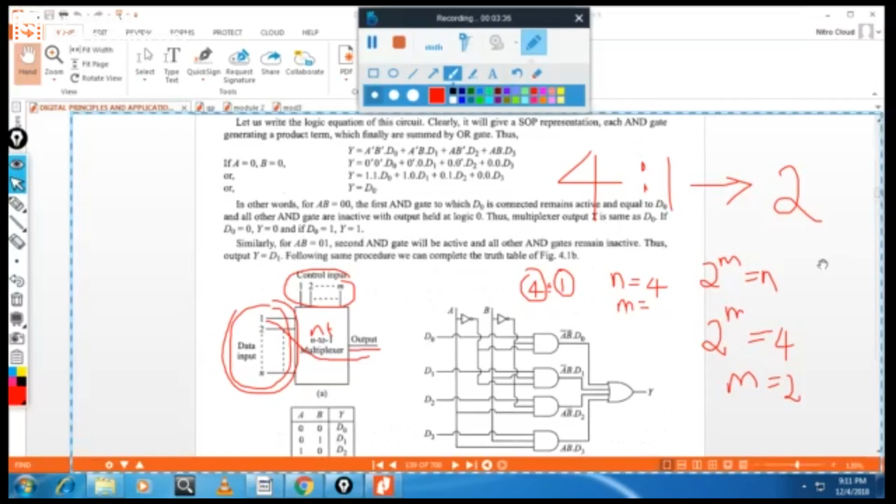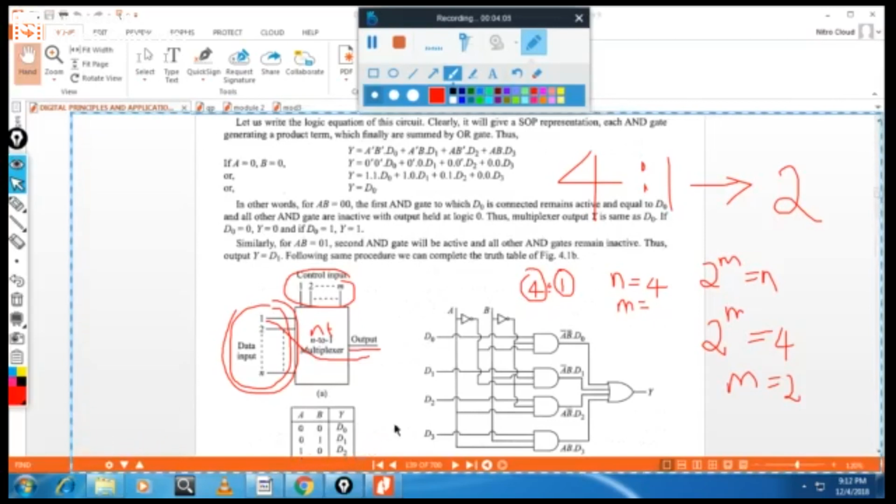The circuit diagram for the 4 to 1 multiplexer is shown here. What are the control signals? The control signals are A and B, taking values 0 0, 0 1, 1 0, 1 1. When A and B are 0, 0, D0 is selected. When A and B are 0, 1, D1 is selected. When A and B are 1, 0, D2 is selected. When A and B are 1, 1, D3 is selected.